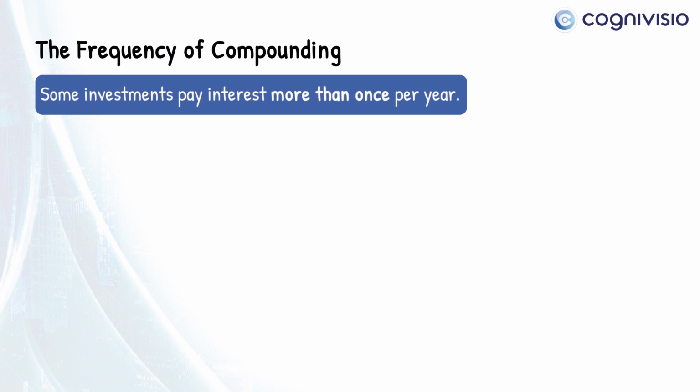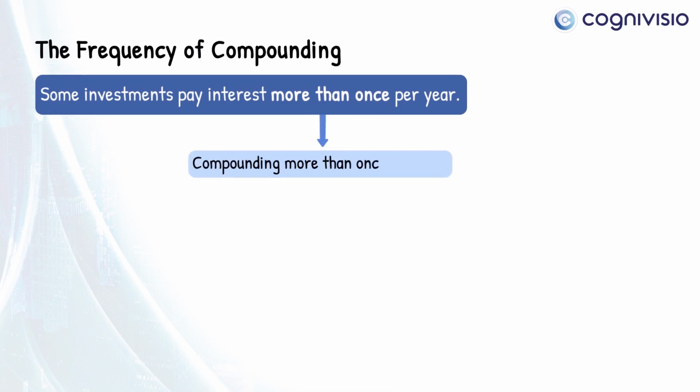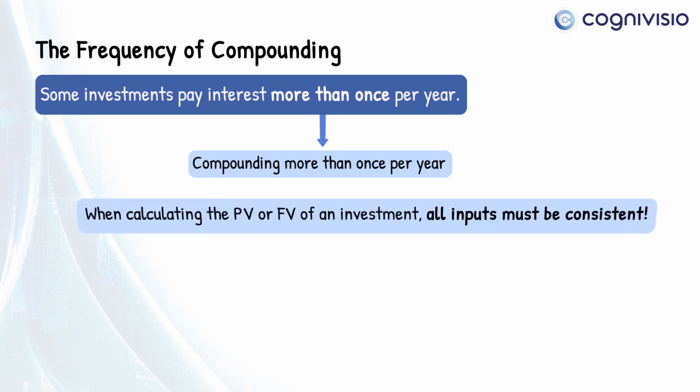Some investments pay interest more than once per year. In other words, compounding occurs more than once per year. How do we account for this when calculating the present value or the future value of an investment? Well, always remember that we need to be consistent with all inputs that we use.